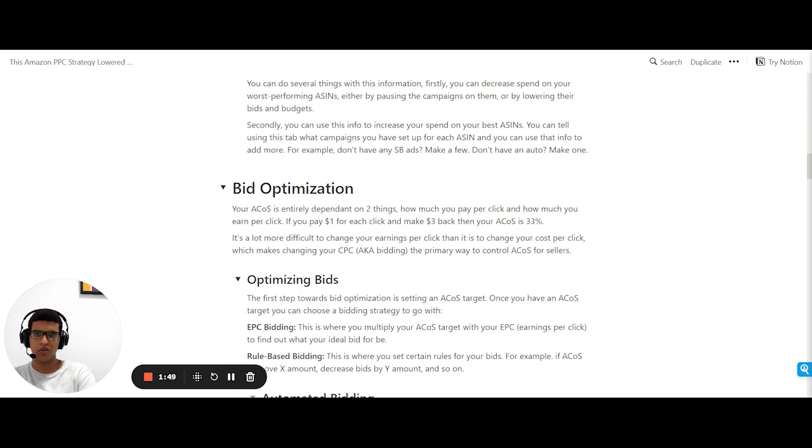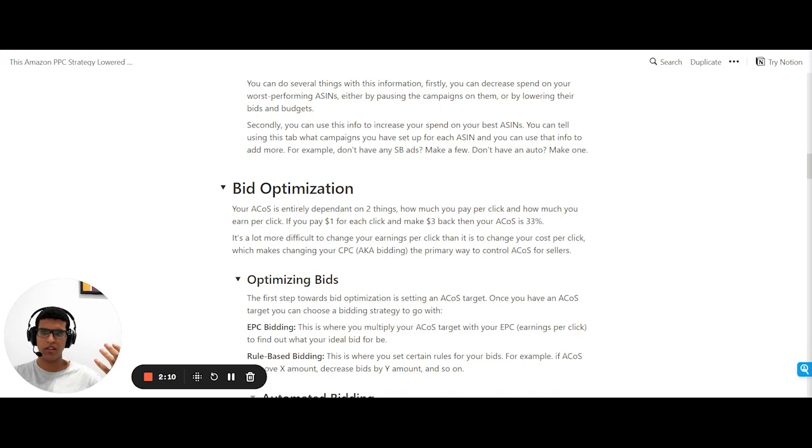After that, we also focused a lot on bid optimization. With PPC, the two things that control your ACoS are how much you earn per click and how much you spend per click. So if you earn $3 per click, you need to only pay $1 if you want to get a 33% ACoS, right? And the way you actually change your cost per click is through bidding.